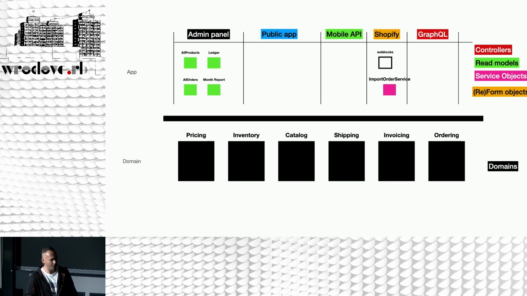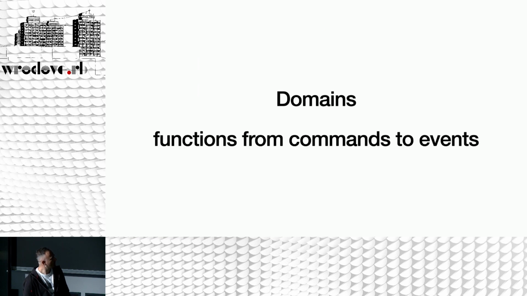So what are the domains here? Because that was the topic. Domains are functions. Hello, Norbert. Norbert will have a talk about functional programming tomorrow. So domains are functions from commands to events. So commands is an input and events is an output.